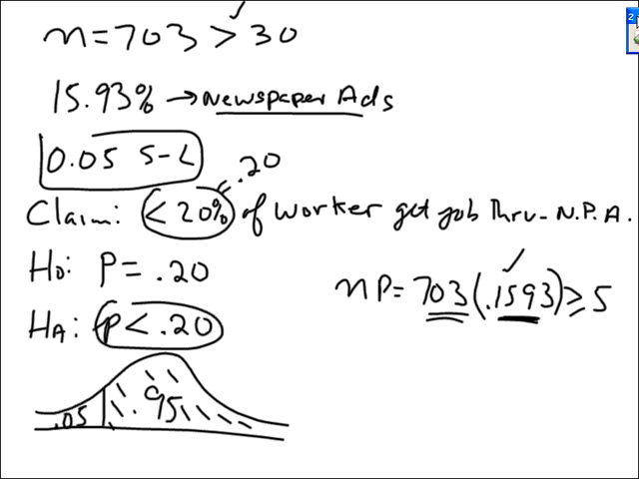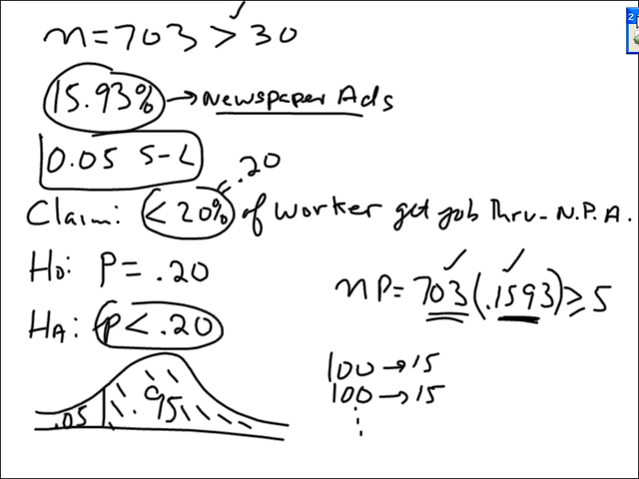15% is 15 out of 100. We're a little bit more than 15%. Out of 703, it'll be more than 15. Out of the first 100, 15 got a job through the newspaper. The second 100, 15. You're going to have 700s, each 15. Already just from 700, we have more than 5 workers getting their job from newspaper ads. Okay, what about NQ?